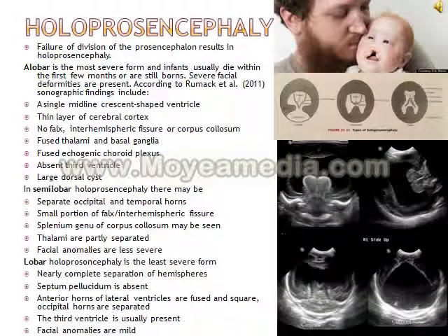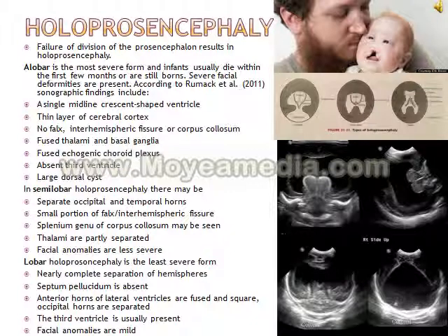Between the 4th and 8th weeks of gestation, the primitive prosencephalon should divide into the telencephalon and diencephalon. Failure of this diverticulation results in holoprosencephaly. There is a spectrum of malformation from the most severe with no separation of the telencephalon into hemispheres, this is known as alobar, to the least severe with partial separation of the dorsal aspects of the brain, known as lobar. The septum pellucidum is absent in all forms.